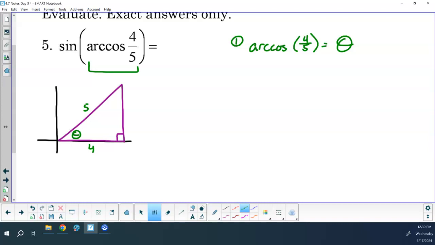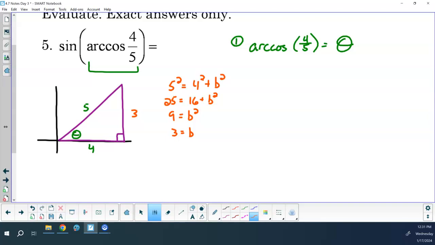How can I figure out the missing side? Pythagorean theorem, or it's just 3 because it's a Pythagorean triple. Yep. So this side over here is going to be 3. If you don't know that, we could have done 5 squared equals 4 squared plus b squared, 25, 16, b squared, 9, b squared, 3 is b. Because we're in quadrant 1, you don't have to worry about the negative.